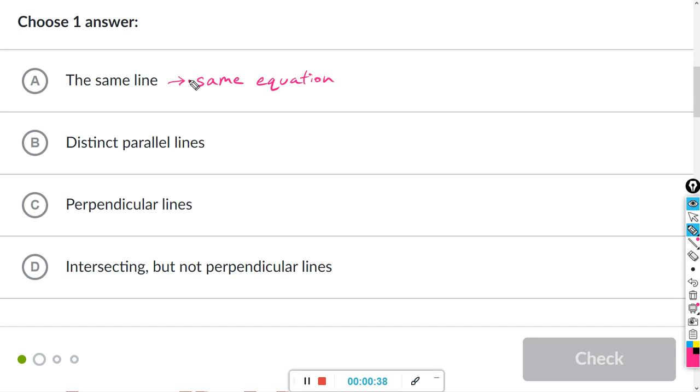Alright, and one other option is that one equation is a multiple of the other. Okay, so if you have one equation that's like x plus y equals 5, and you multiply both sides by 2, that would make it 2x plus 2y equals 10. These are actually both the same equation, because one equation is a multiple of the other. Alright, so that's for the same line.